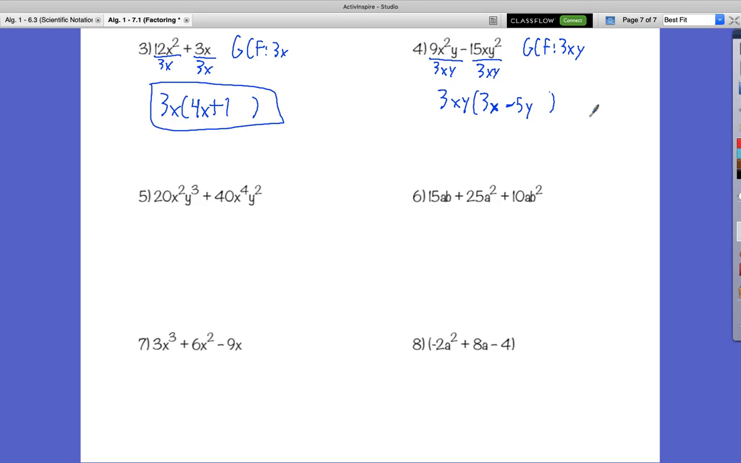20x squared y cubed plus 40x to the fourth y squared. We're getting bigger, getting more involved. What do we think our GCF of this is, Levi?